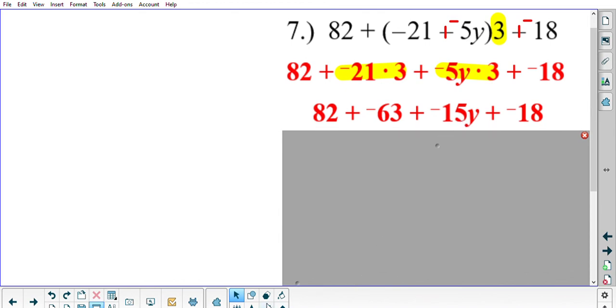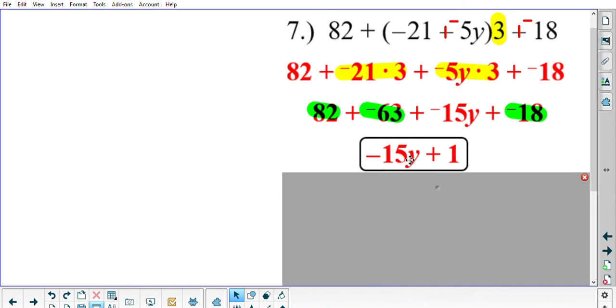Who are the like terms? It is the three constants, the three numbers that have no variables at all. They can be added together, and that's exactly what I'm going to do. I'm going to write the variable term first, negative 15y, and then I'm going to add the two negatives together first, which will give me negative 81, and the negative 81 plus the 82 would give me positive 1 because you were subtracting in your head, 82 minus 81, and there you go. You get negative 15y plus 1.